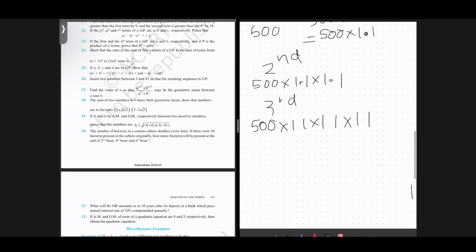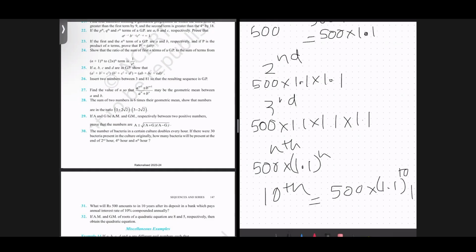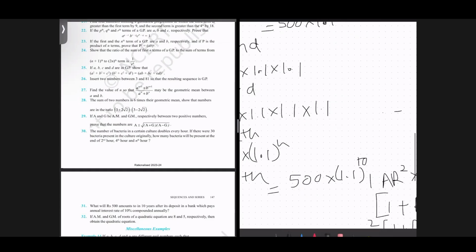The pattern here is that the amount is also in a geometric progression. At the end of nth year, you would ideally have 500 into 1.1 raised to power n, right? So at the end of 10th year, which is the question that is asked of us, the amount that it will become is going to be 500 into 1.1 raised to power 10, right? So that is our final answer, correct?